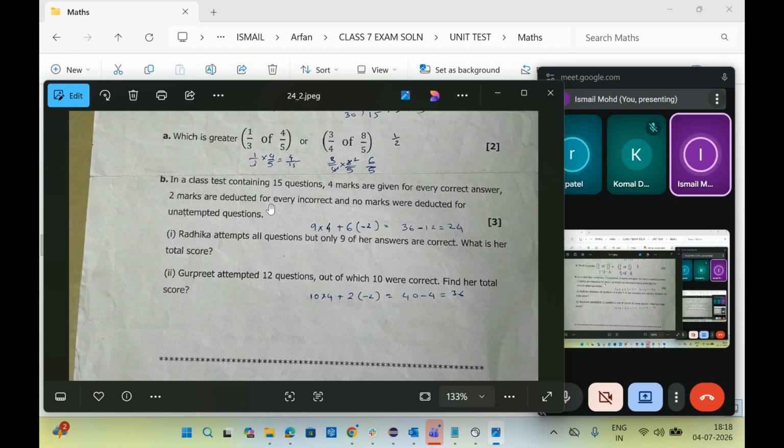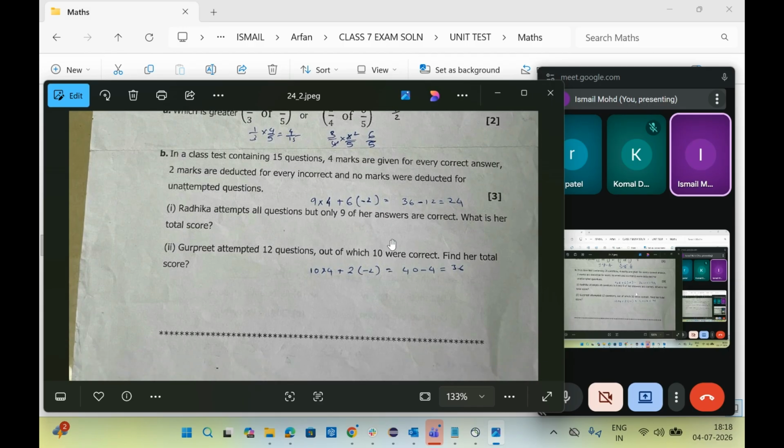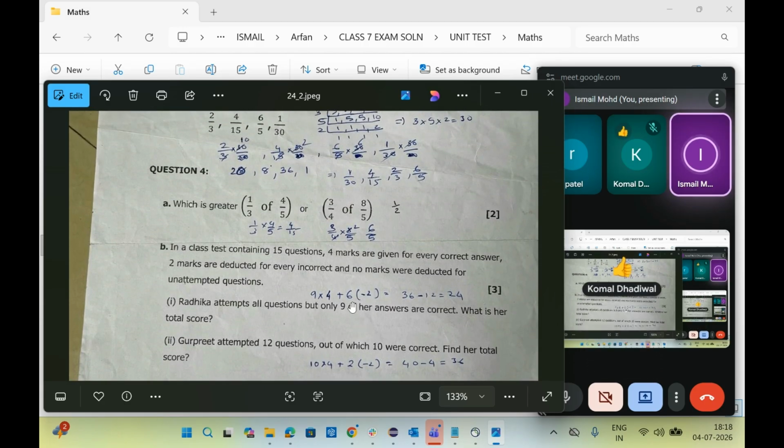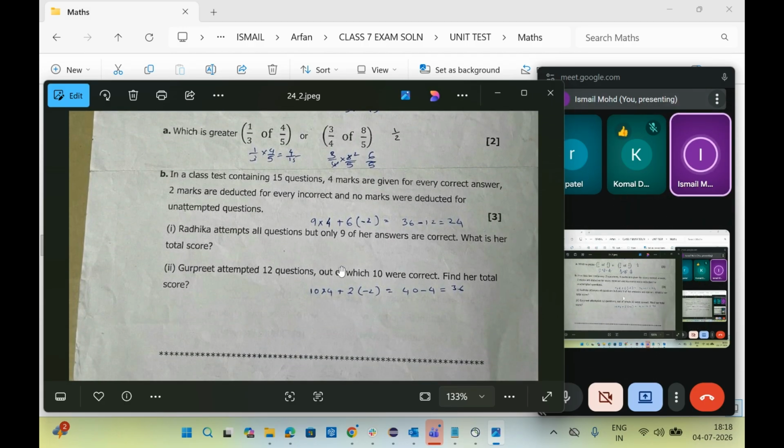Minus 2 because it is deducted. Plus 6 into minus 2. So 9 into 4 means 36. 6 into minus 2 means minus 12, since 6 into 2 means 12, and plus into minus is minus. So 36 minus 12, she got 24 marks. Clear? Yes, sir. Okay, and we'll see the next one.